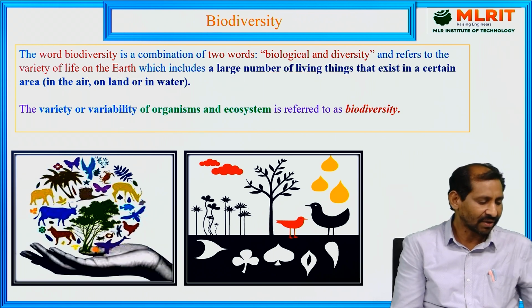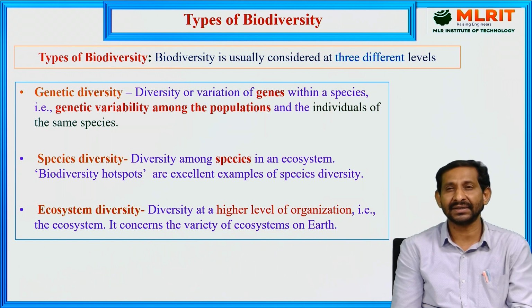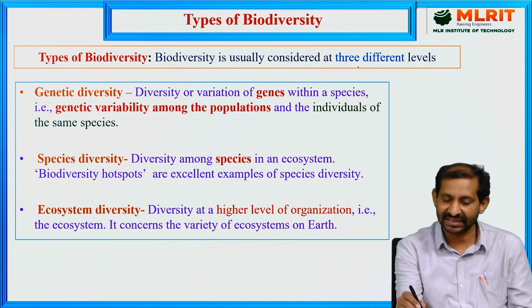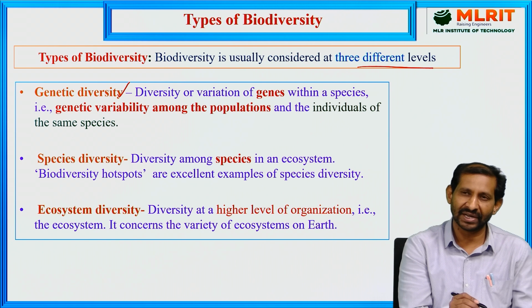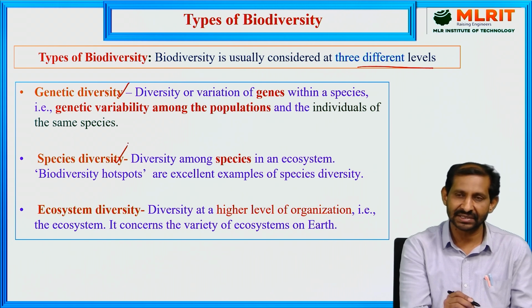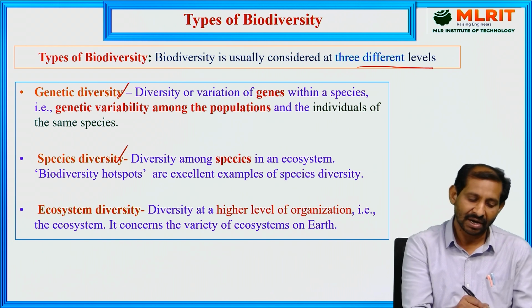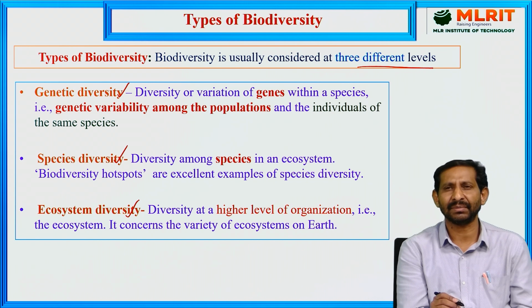Now coming to the classification or types of biodiversity. Generally there are three types, basically considered as three different levels of biodiversity. The first is genetic biodiversity, the second is species biodiversity, and the third is ecosystem biodiversity.